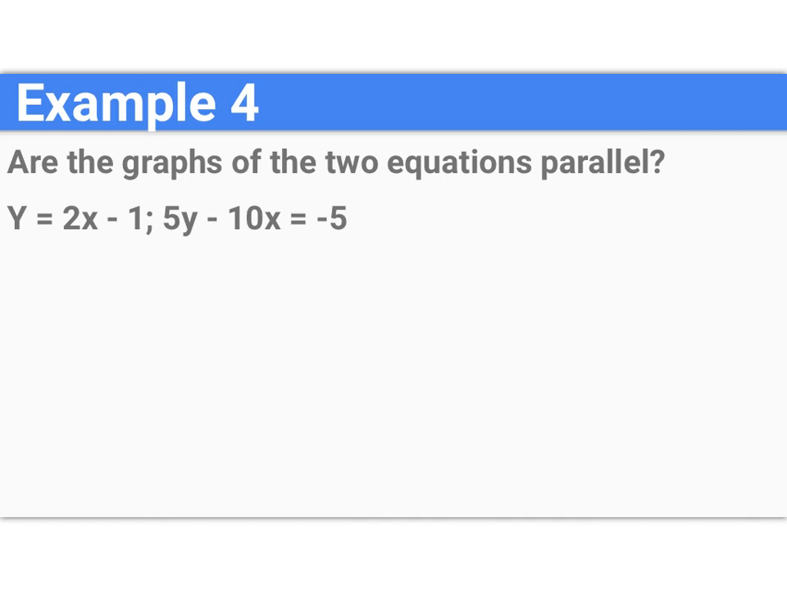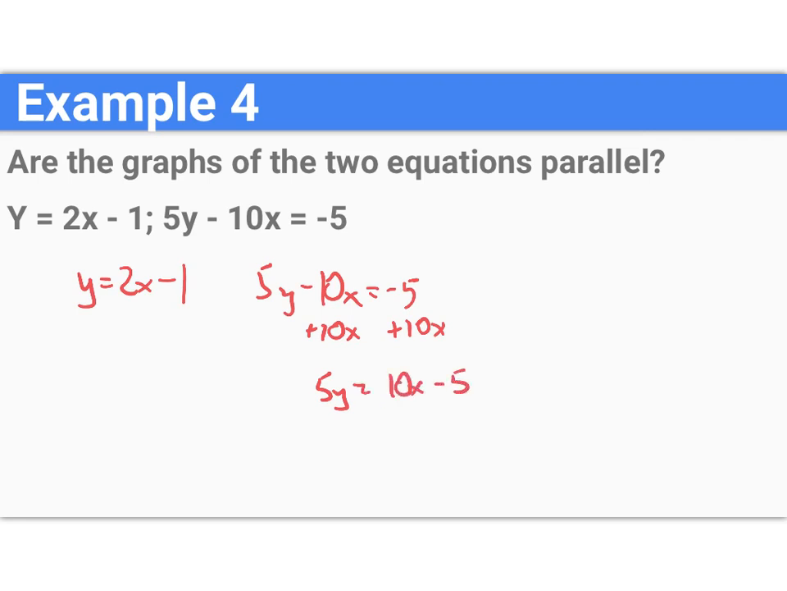Are the graphs of these two equations parallel? So y equals 2x minus 1, and 5y minus 10x equals -5. Well, how do we know? The first thing we have to do is add 10x to both sides. So 5y equals 10x minus 5. Divide everything by 5. Y equals 2x minus 1.